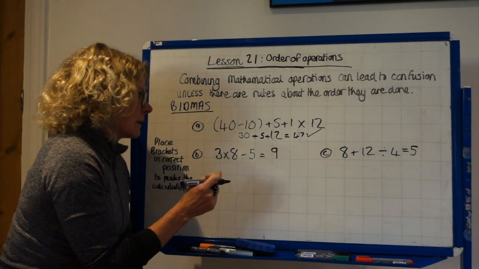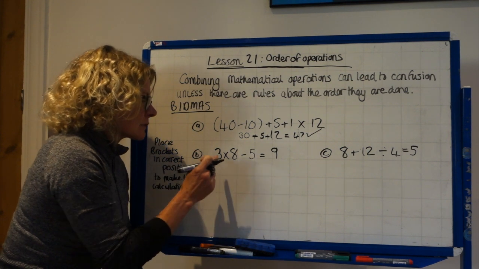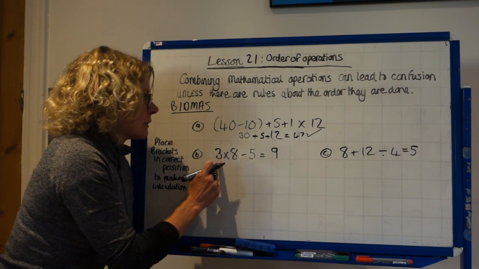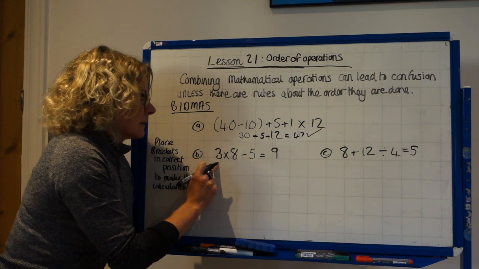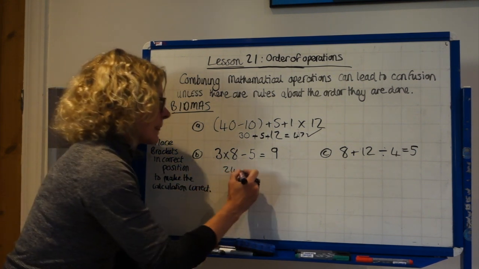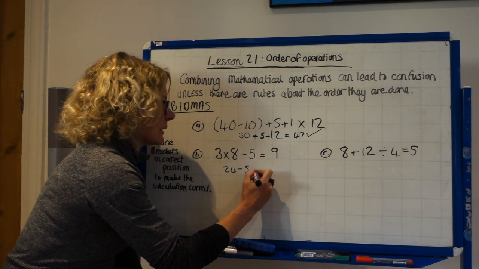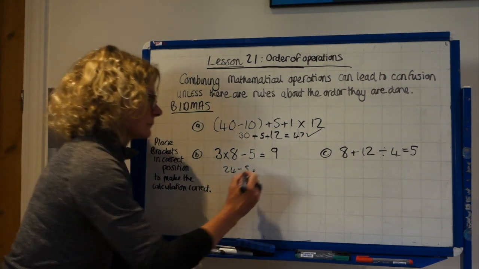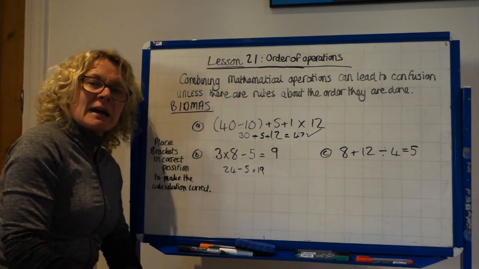Okay, so let's look at the wrong way first. 3 times 8. 3 8s are 24, aren't they? 3 8s are 24. Minus 5 is going to give you what? 19. Is that correct?